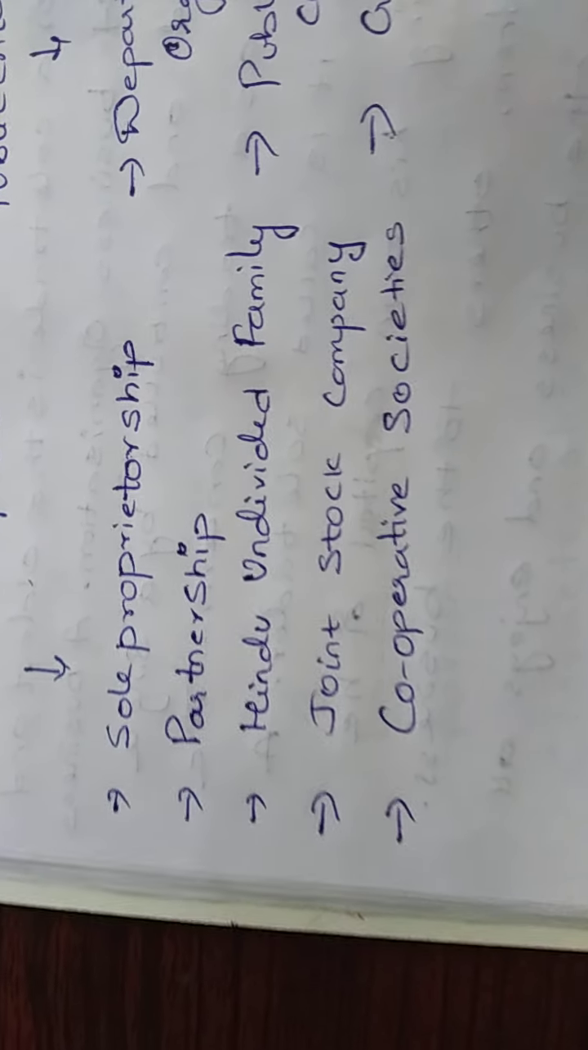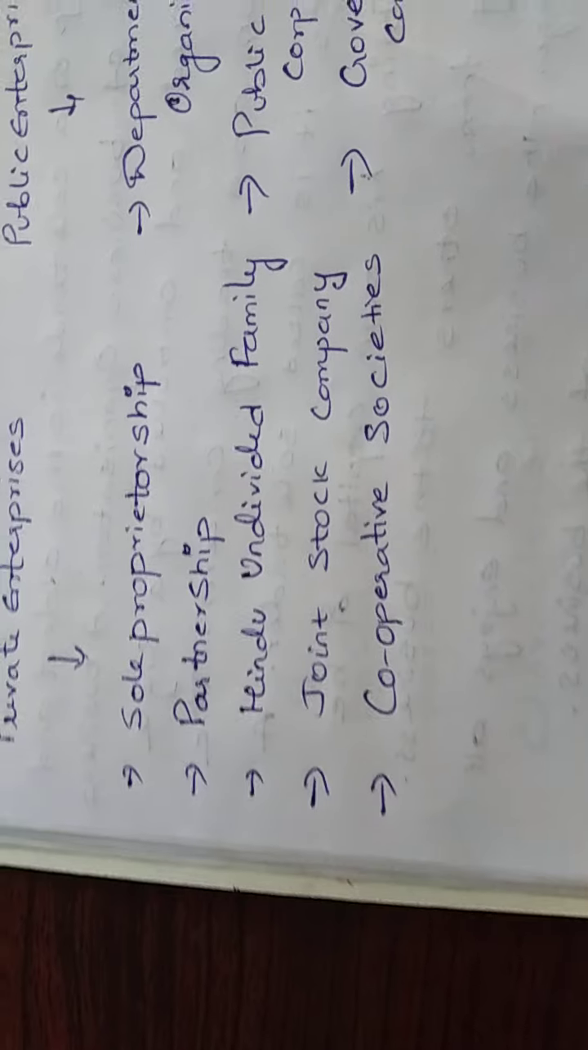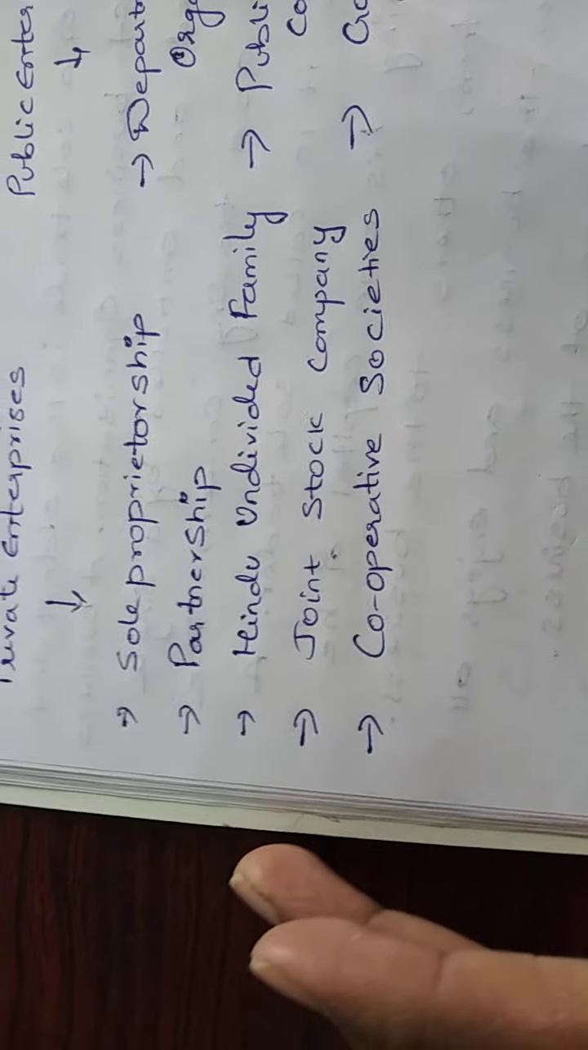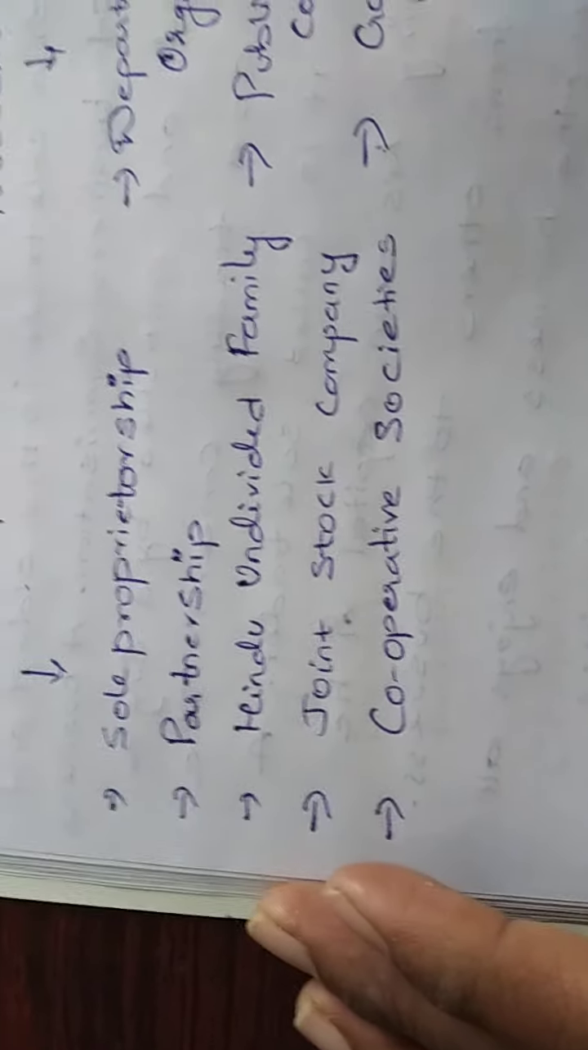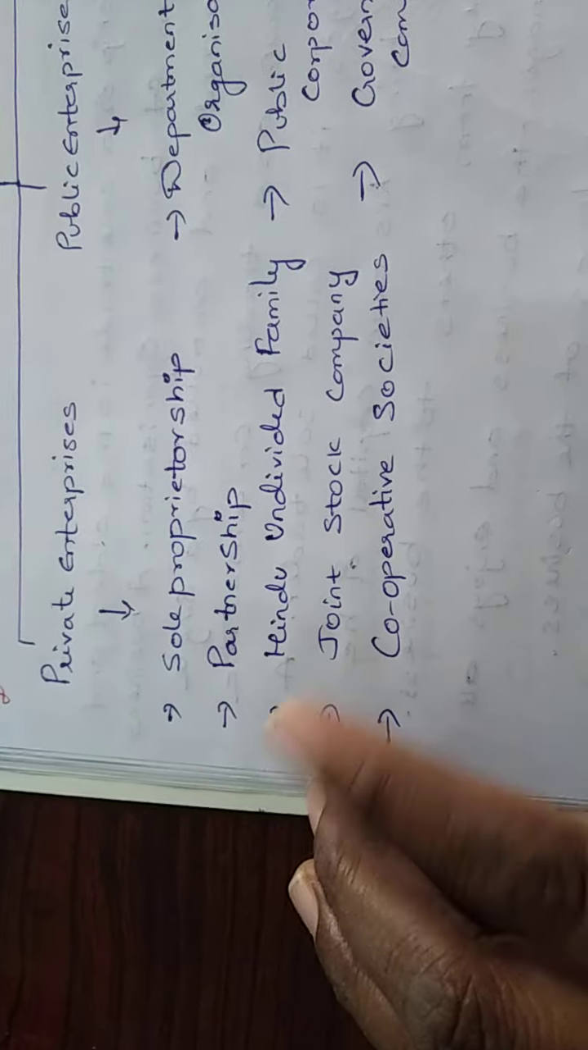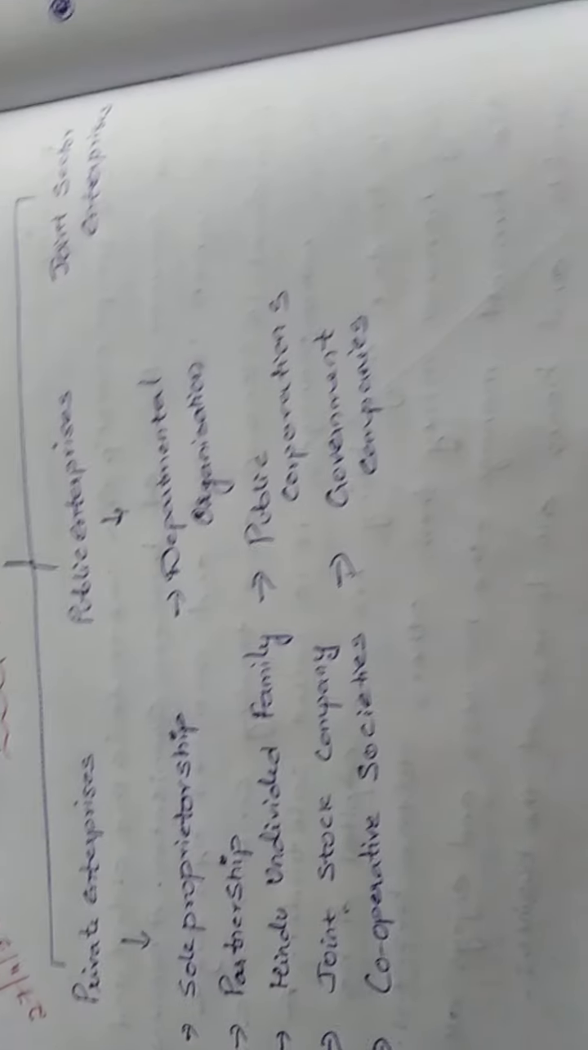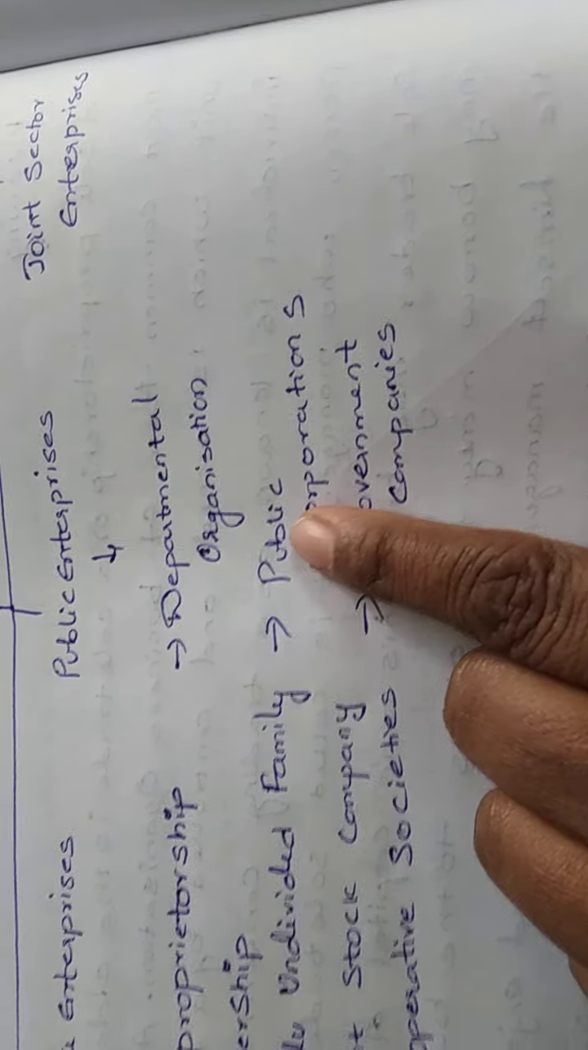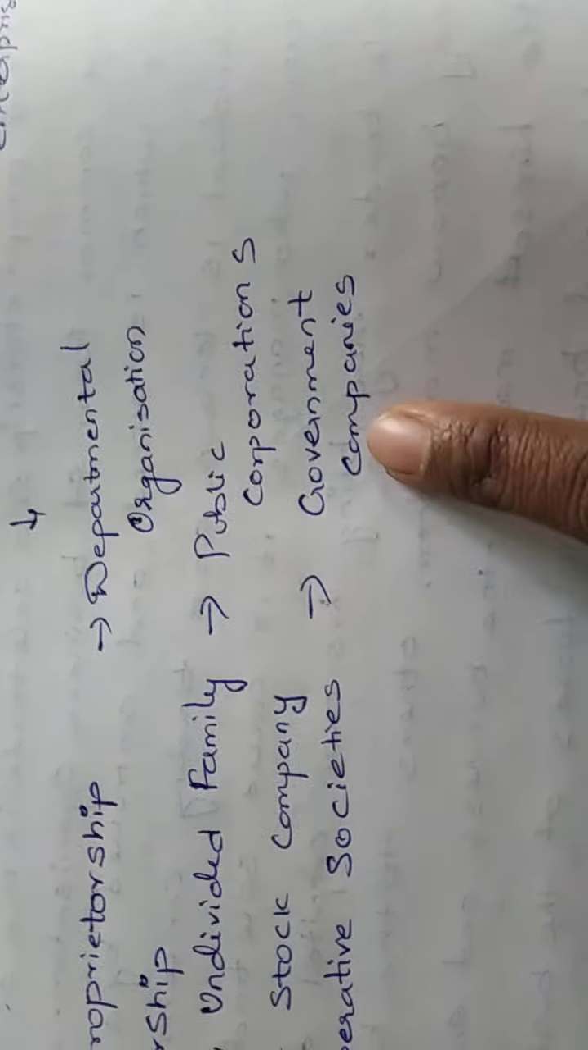They have formed a separate Cooperative Societies Act in 1912. So these all come under private enterprises. Next, going to the public enterprises. Under public enterprises we have departmental organizations, public corporations and government companies.